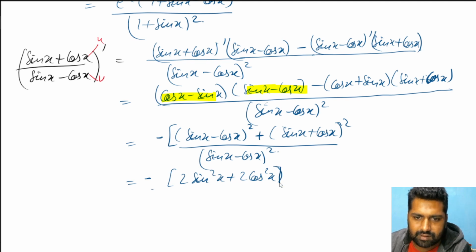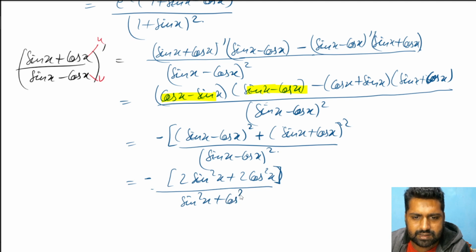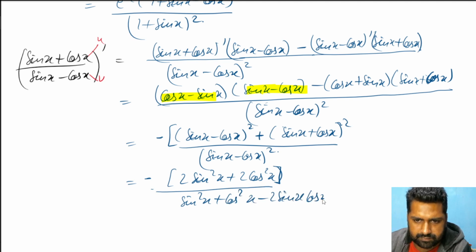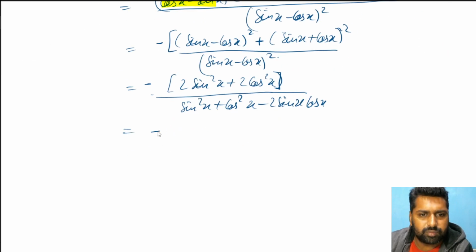Okay, if you want you can open it on your own easily. Okay, a square plus b square minus 2 sin x cos x, like a square plus b square again plus 2 sin x cos x, so that will cancel. Okay, denominator again becomes sin square x plus cos square x minus 2 sin x cos x. Okay, now the numerator becomes 2.